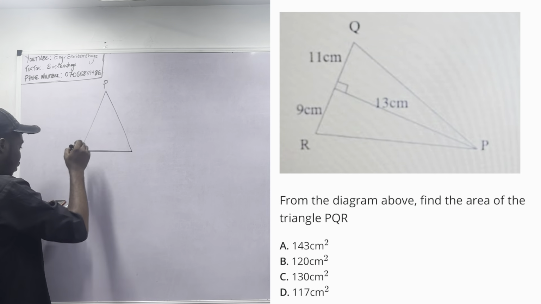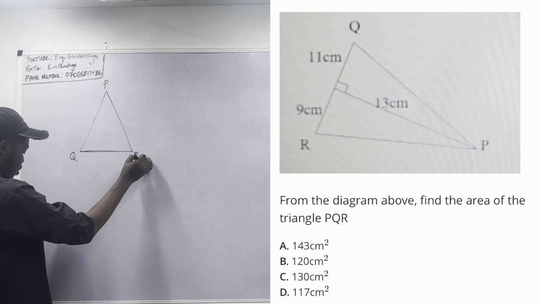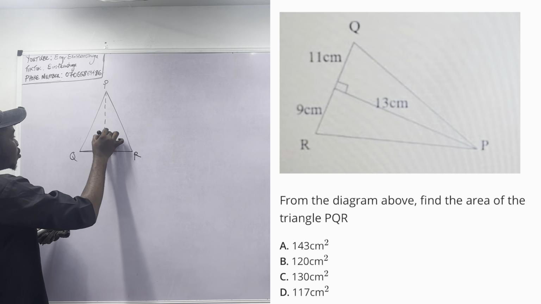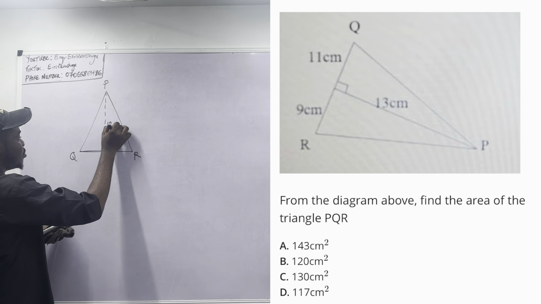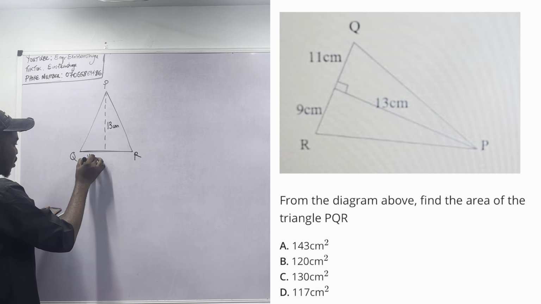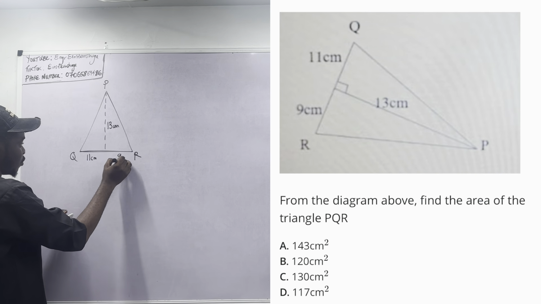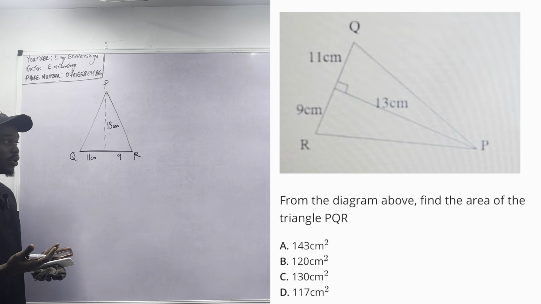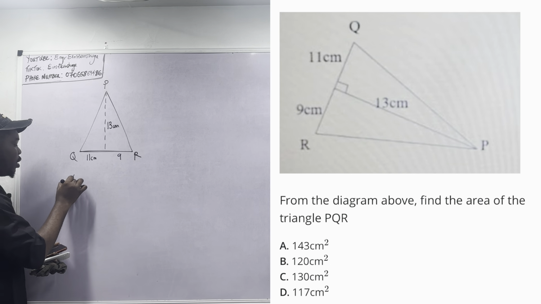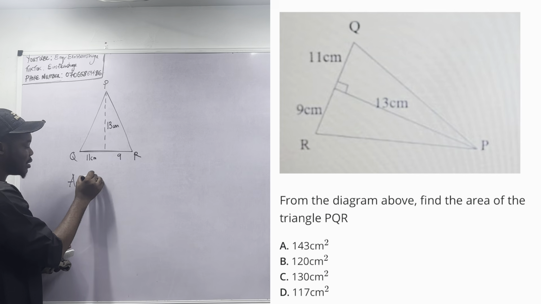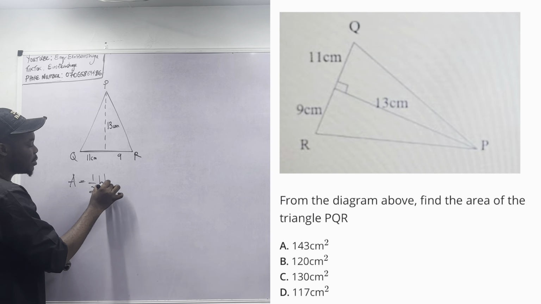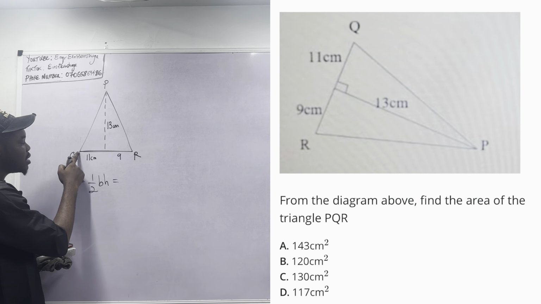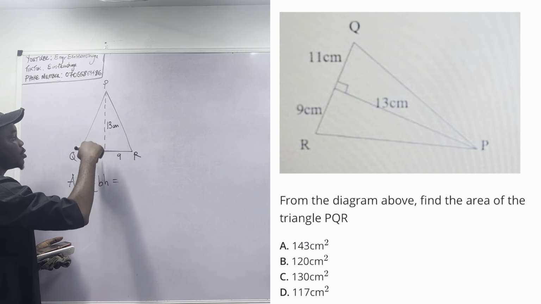This is P, this is Q, and this is R. And then the height of the triangle was given as 13 centimeters, and then the bottom here was 11 and here was 9. So already it is now a normal triangle. So how do we find the area of a triangle? The area of a triangle in this format is half base times the height, where the base is QR and the height is 13.